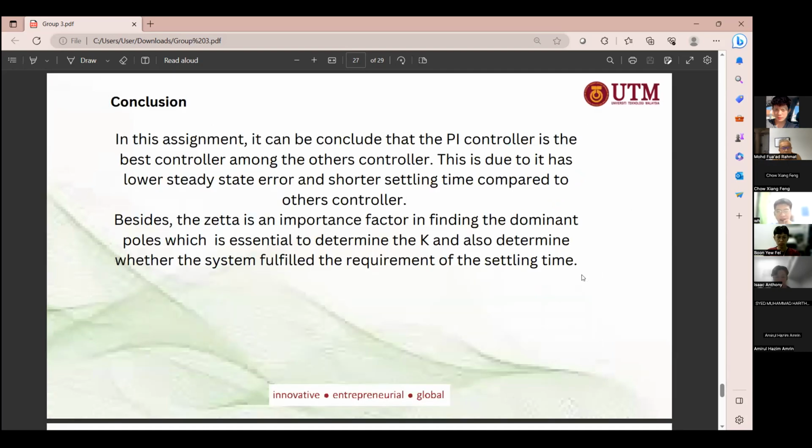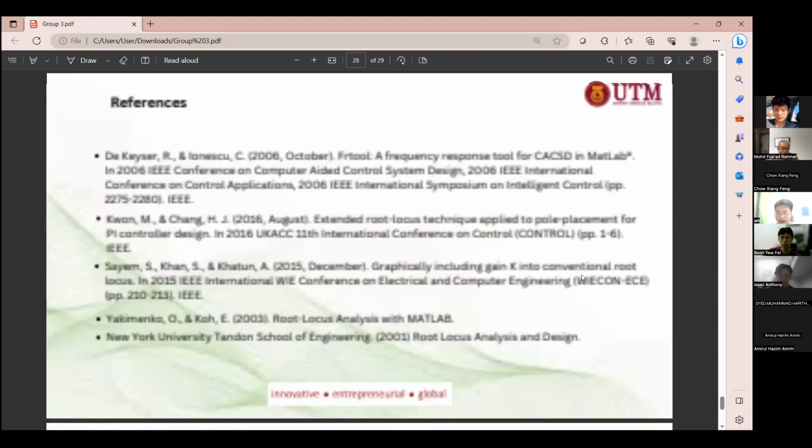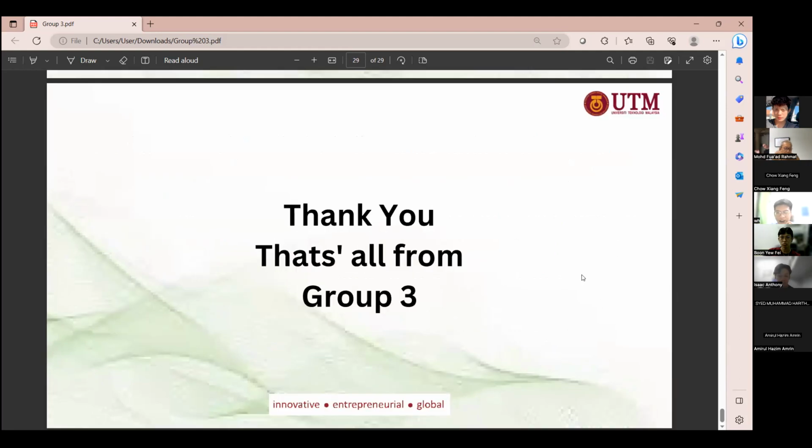For conclusion, we can say that the PI controller is the best controller among the other two controllers, due to it having the lowest steady state error and shorter settling time. And then the zeta is very important to find the dominant pole. We need to use it to find the K and also determine whether the system fulfills the settling time or not. So this is our reference, and thank you. This is all from our group.